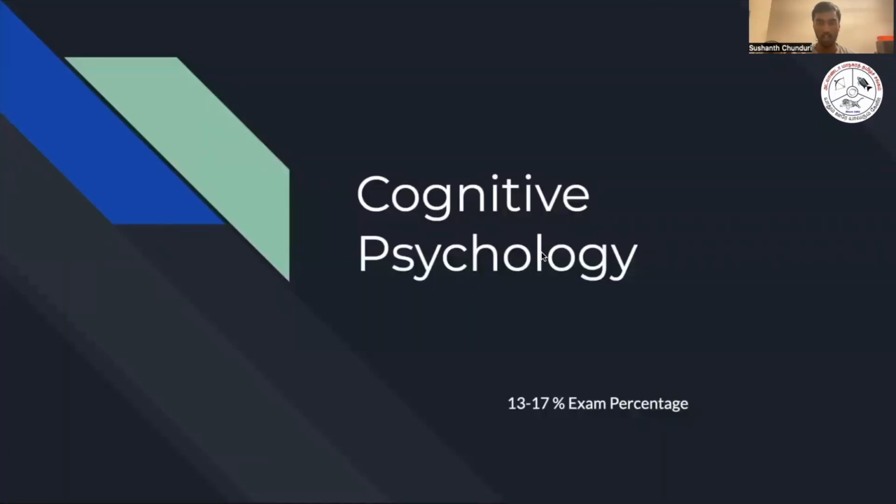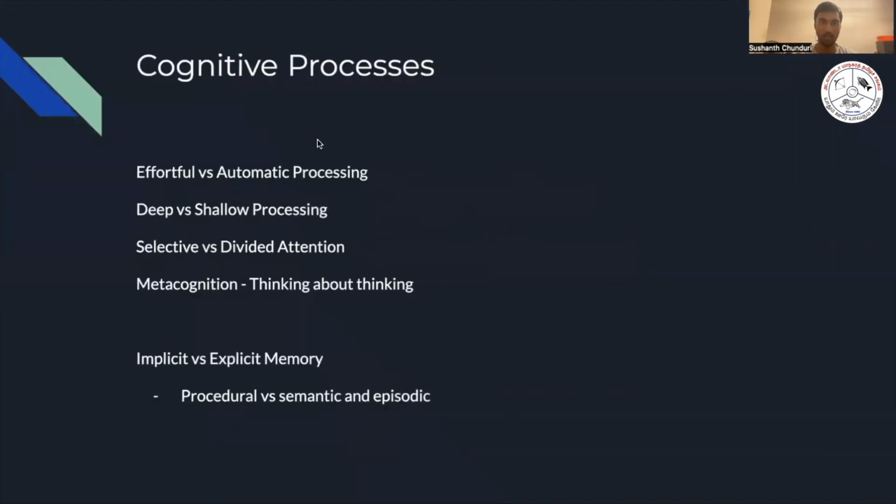Hello and welcome to AP Psychology, Unit 5, Cognitive Psychology. This part of the exam contains around 13 to 17% of the exam, so let's get into it. So first of all, we need to learn about cognitive processes. These include all these different types of processing, so let's go into it.